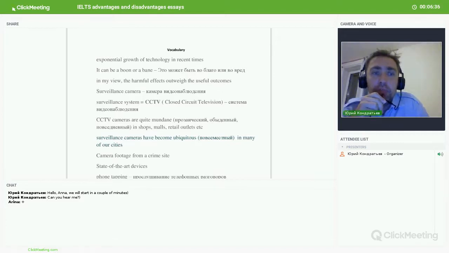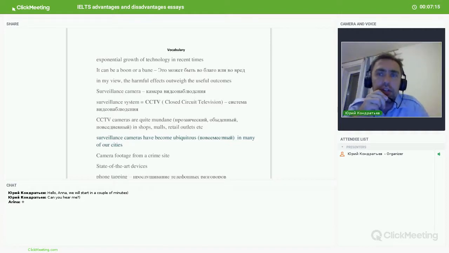When you're writing about advantages and disadvantages, you can also say, in my view, the harmful effects outweigh the useful outcomes. So, not to repeat advantages and disadvantages, and to show that you have a rich lexical resource, you can put it differently and say, in my view, or from my point of view, the useful outcomes outweigh the harmful effects. Then instead of security camera, which is in the task, you need to paraphrase that a few times during the essay. You can mention surveillance camera or surveillance system, or CCTV, which stands for closed circuit television.